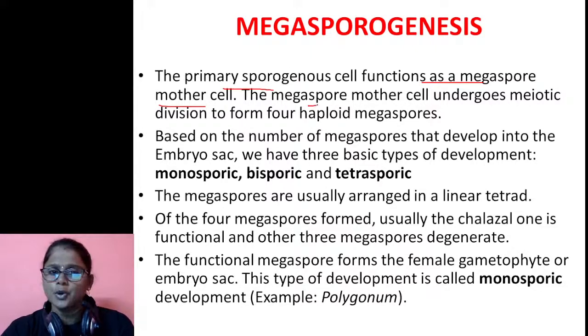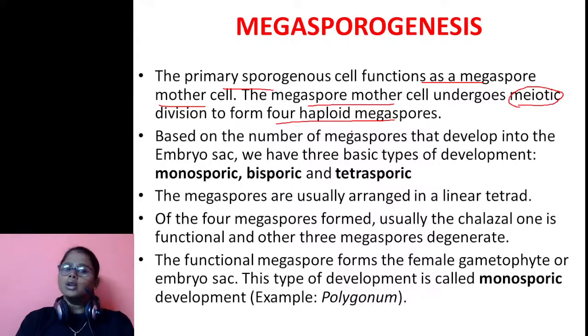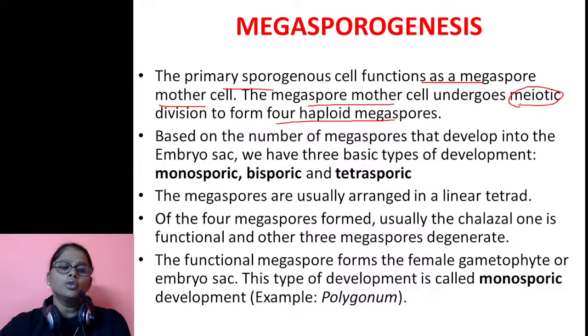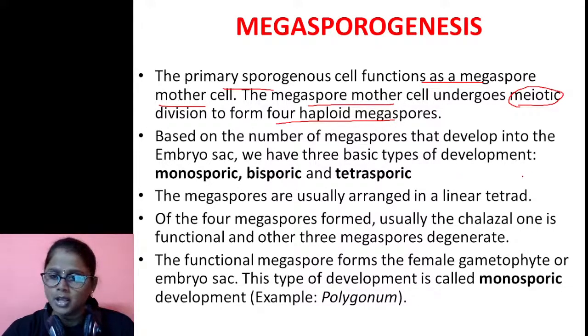Then this megaspore mother cell undergoes meiotic cell division, because when gametes are formed a reduction division takes place, and it forms four haploid megaspores. We saw the same thing there too: the microspore mother cell divides into a tetrad, four pollen grains, four microspores. Likewise, the megaspore mother cell undergoes meiotic division to form four haploid megaspores. Among the four haploid megaspores, only one is going to develop and the other three will degenerate. So there are four, a tetrad, right? So four are formed like this. Usually they form a linear tetrad.